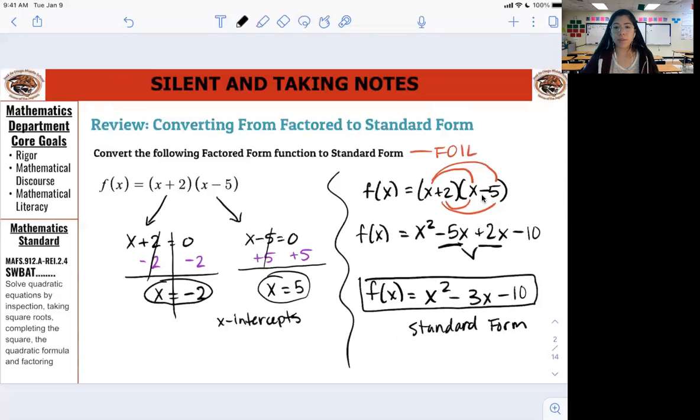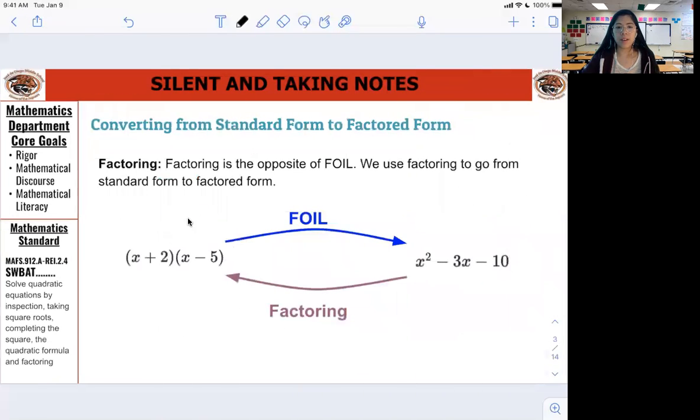So in order to go from factored form to standard form, we FOIL. But to go the opposite direction, we're going to be doing something called factoring. And today we're going to learn how we do that. But basically, the most important thing is to notice that factoring is just the opposite of foiling. And we use factoring to go from standard form to factored form.